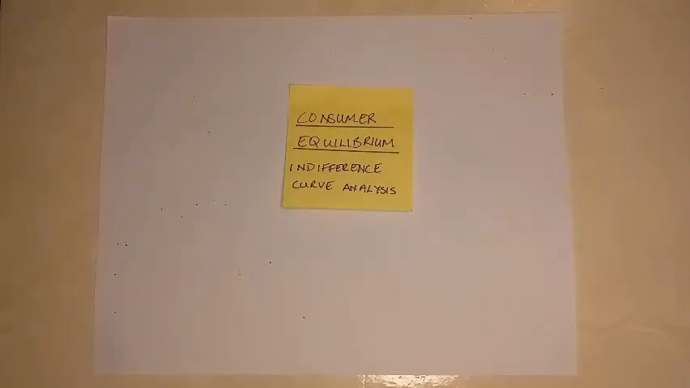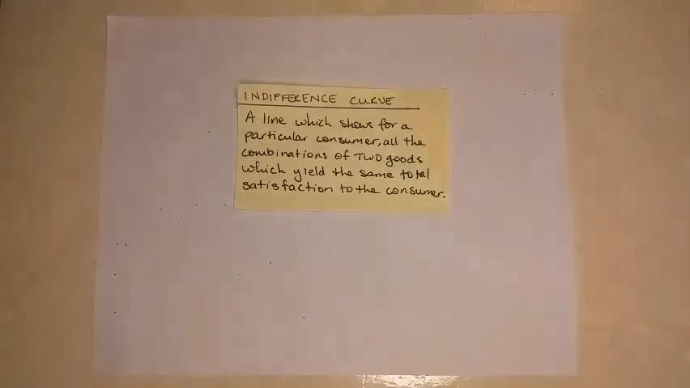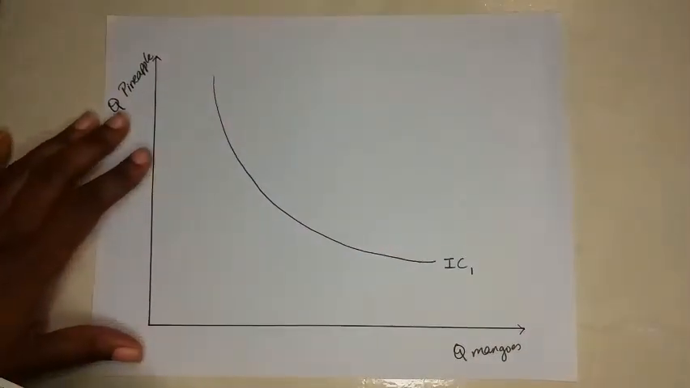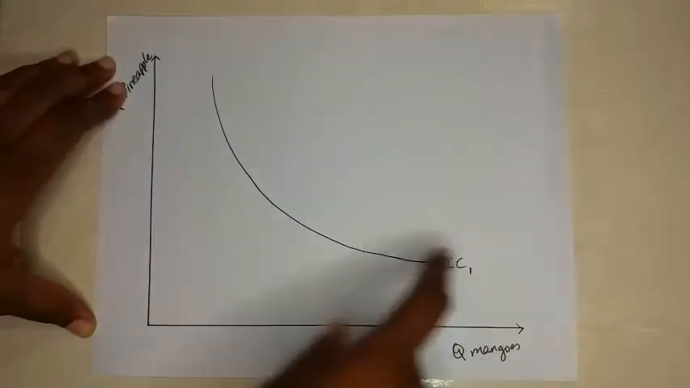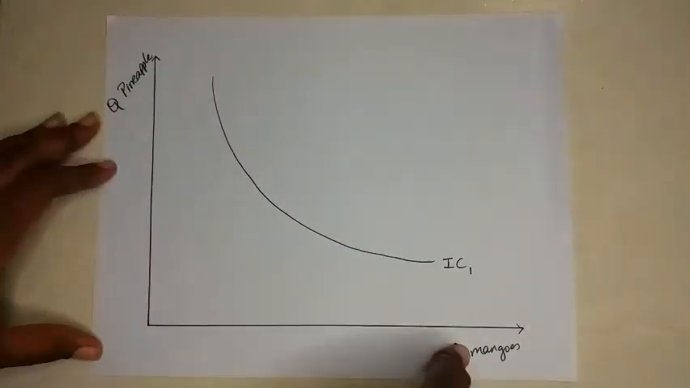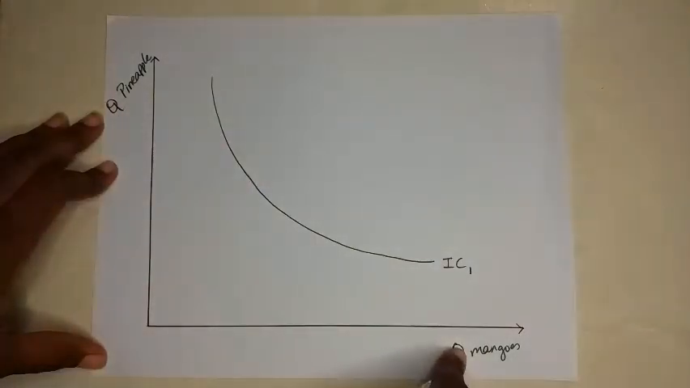So, what is an indifference curve? An indifference curve is a line which shows, for a particular consumer, all the combinations of two goods which yield the same level of total satisfaction to the consumer. And an indifference curve will usually take the form like this, which is a curve which is convex to the origin. And notice we have two goods. In this case, I simplified so that we can look at pineapples and mangoes as our goods.